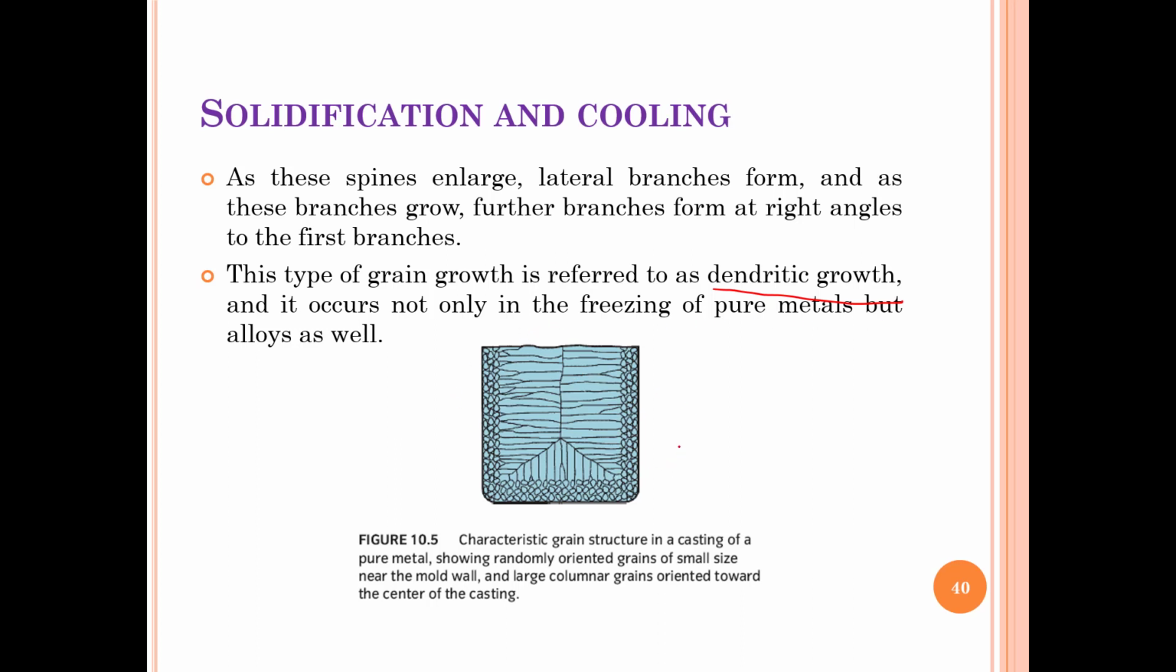So this is the grain structure in casting of pure metal. It shows randomly oriented grains of small size near the mold wall, and large columnar grains oriented towards the center of the casting.